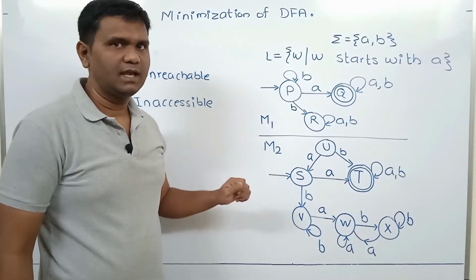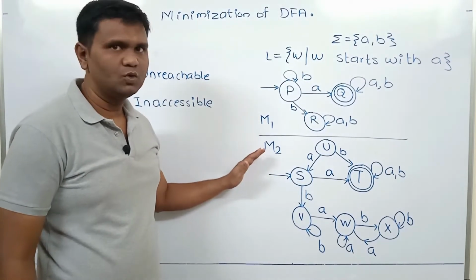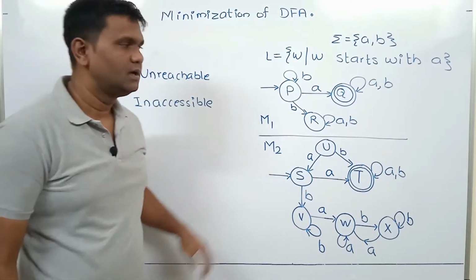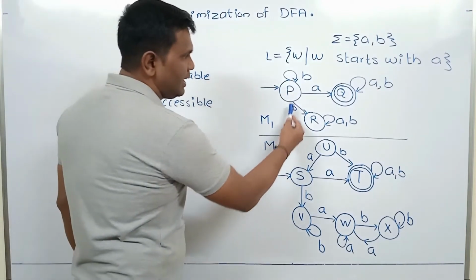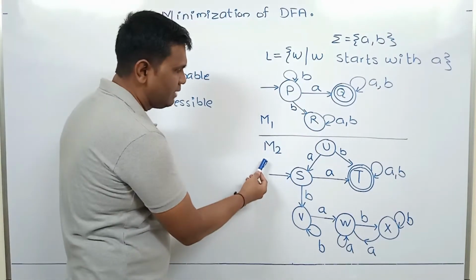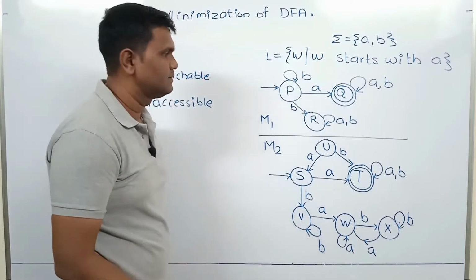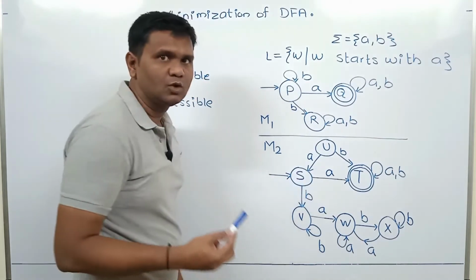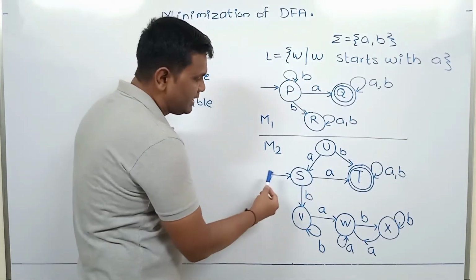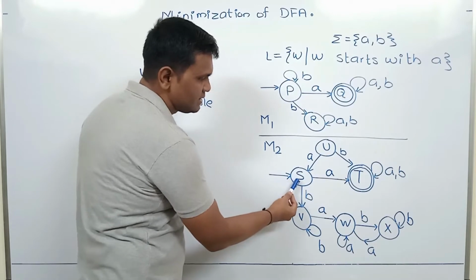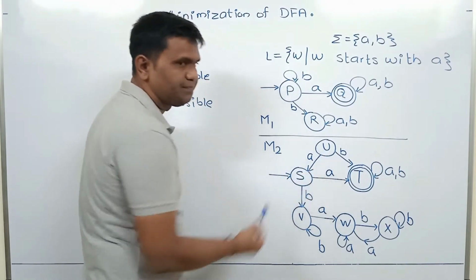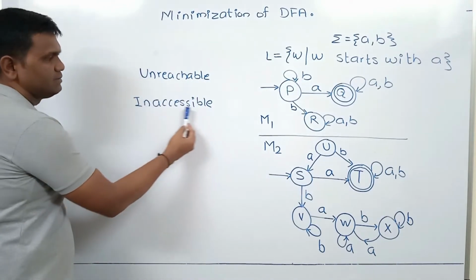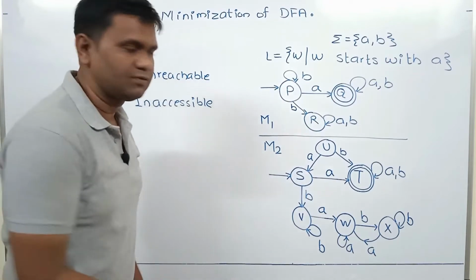Every string starting with A is accepted by M1 as well as M2. Every string not starting with A is rejected by M1 as well as M2. But DFA M1 requires 3 states, whereas DFA M2 requires 6 states. Now in DFA M2, if you consider state U, it is not reachable from initial state. Any transition sequence from initial state S does not reach state U. Such states are called unreachable states or inaccessible states, states which cannot be reached from initial state.